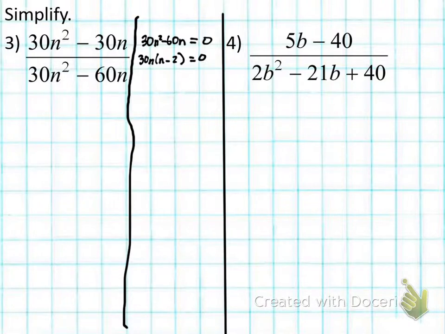Okay. Now we're going to use the zero product property. We got 30n is equal to 0 and n minus 2 is equal to 0. Okay. This first one I could divide both sides by 30, which means n is equal to 0, and the second one I'm going to add 2 to both sides.